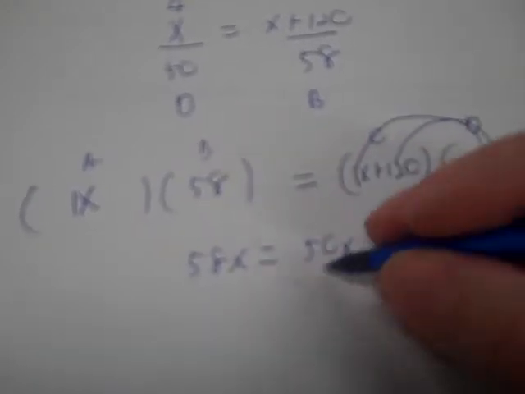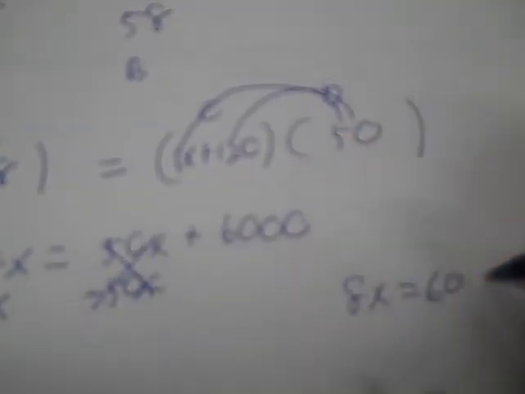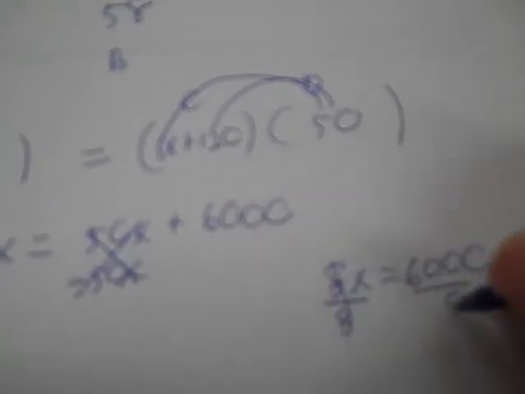And I have x's on opposite sides, so I need to balance out the smaller x. That's 8x equals 6,000. Divide both sides by 8. 6,000 divided by 8 is 750. So 750 is the distance that the slower car traveled, 750 miles. Then to find the other one, if you know that this is 750, then the other distance you don't know, you can take 750 and add 120 to it, and that's 870.